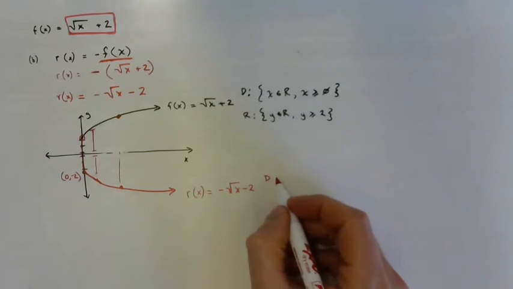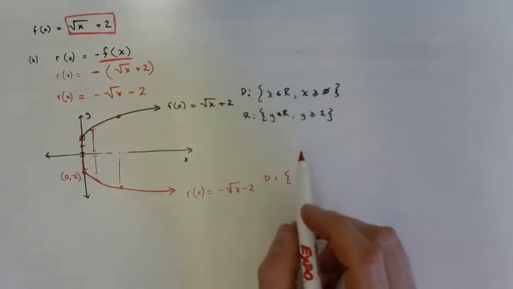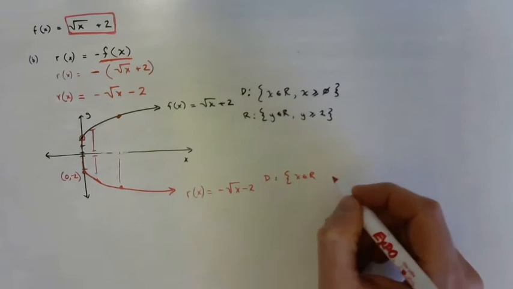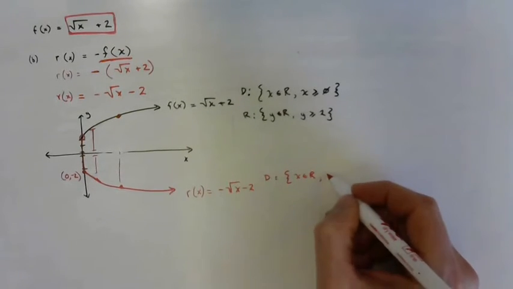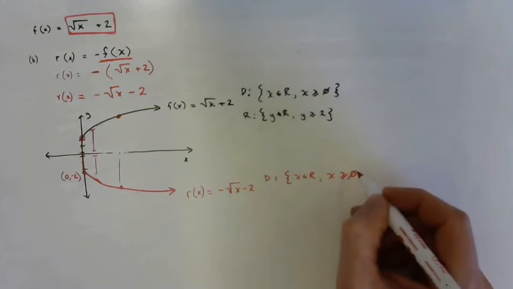Now if I'm looking at our reflected function, it was reflected over the x-axis. Did my x-coordinates change? No. So the restrictions, or the domain, is going to be the exact same. X is still greater than or equal to 0.